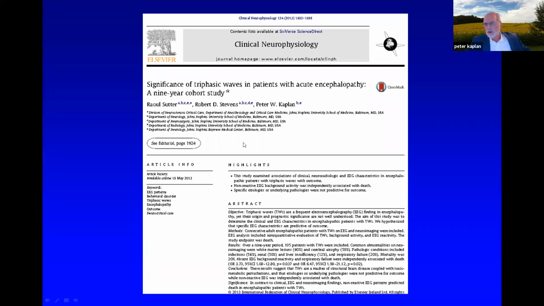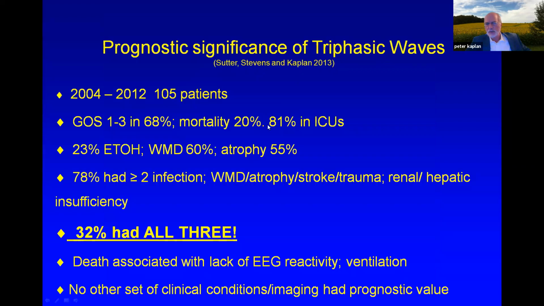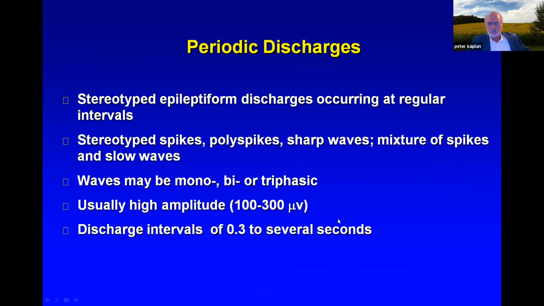So we looked also at the triphasic waves, since they are such a striking feature of encephalopathy with that high mortality. And again, we saw that a full third of the patients had all three contributions. You can get them purely from structural, purely from metabolic, but really it's the straw that breaks the camel's back. And they really have to have a lot of these things to produce these patterns. So we looked at the prognostic significance, and again, the mortality in that cohort was 20%, but 32% of the patients had all three insults among infection, metabolic, and structural.